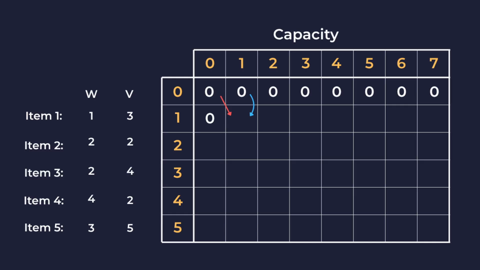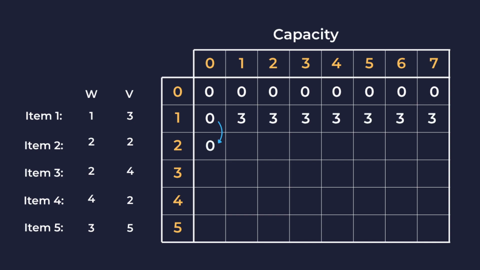For option 2, we take item 1's value, which is 3, plus the best value we could achieve with the remaining capacity. To find that value, we look at the cell in the row above, shifted left by the item's weight. In this case, it's the cell at position 0, where the red arrow comes from. So we compare. 0 versus 3 plus 0 equals 3. Since 3 is bigger, we choose 3. The rest of this row continues to have 3.